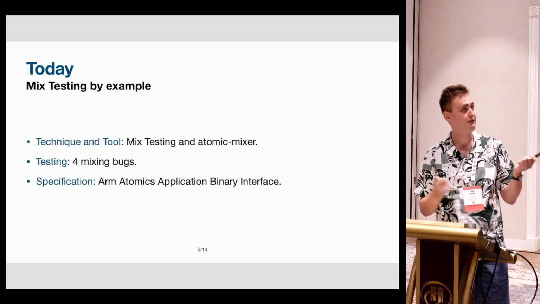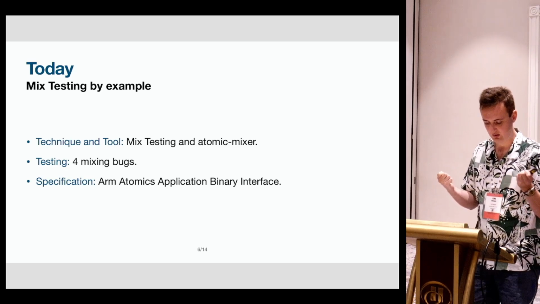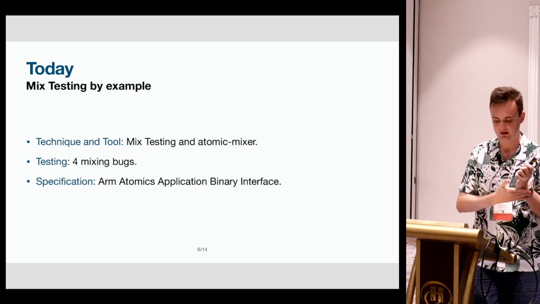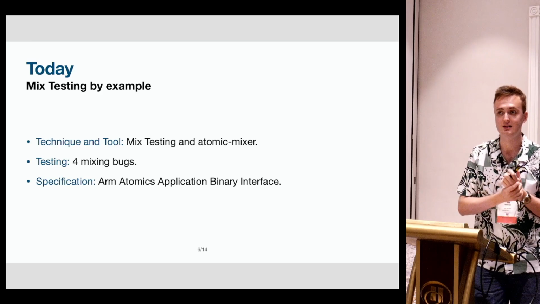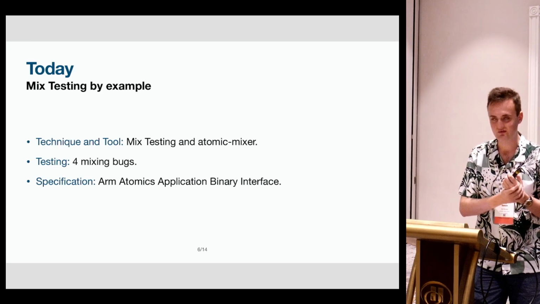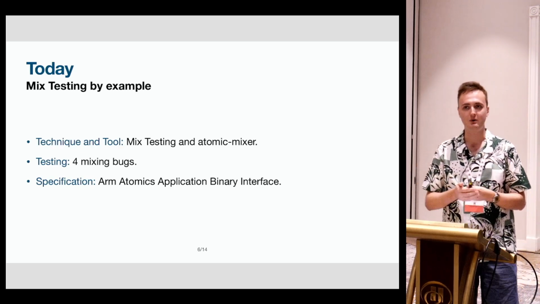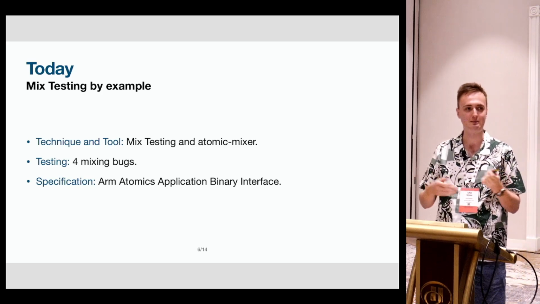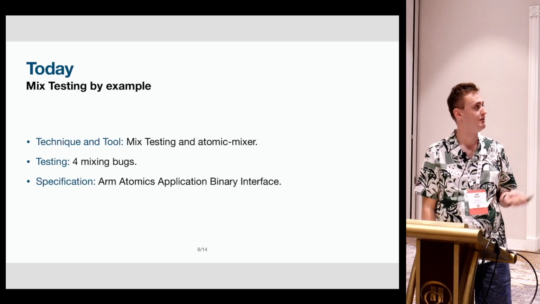I'll give you an example of some of the bugs we found. And we're also going to show you briefly a specification that we wrote with my colleagues in ARM's compiler teams to try and prevent some of these bugs from arising in compilers in practice. Because this is a testing paper, we want to provide a spec that we can then implement and test against.